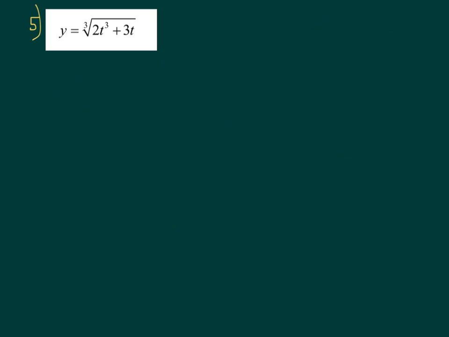Again, it's all about the rewriting before we take the derivative. So if I were to rewrite this, I would have y is equal to the cubed root of 2t cubed plus 3t. So we would rewrite that so we could see the exponent: 2t cubed plus 3t all to the 1/3, because the cubed root is the same as to the 1/3.